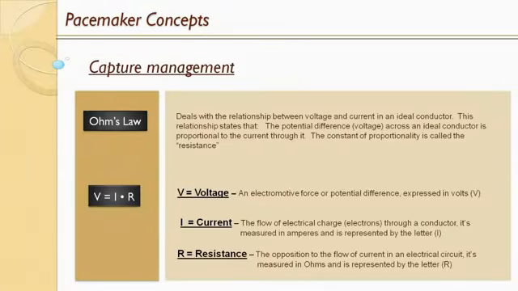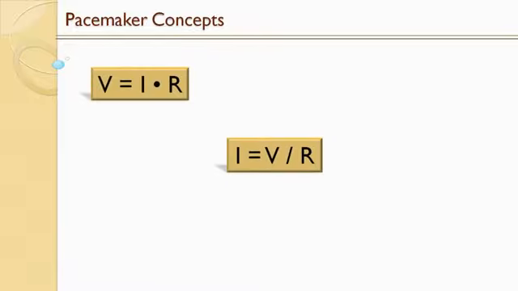Another term that we use for resistance when talking about pacemakers is impedance. A lot of people have a tendency to get current, represented by the letter I, mixed up with impedance, which is actually represented by the letter R for resistance. Some other forms of the equation for Ohm's law are current is equal to voltage divided by resistance, and resistance is equal to voltage divided by current.